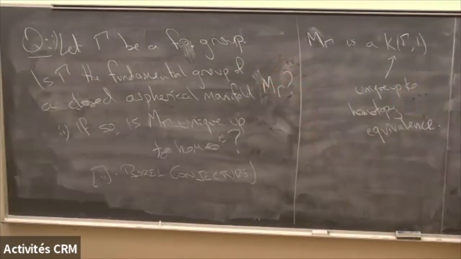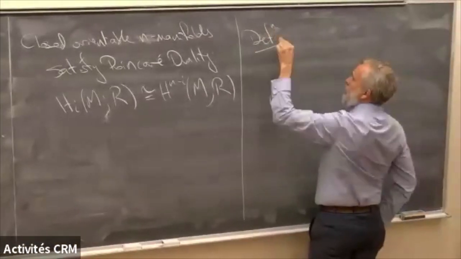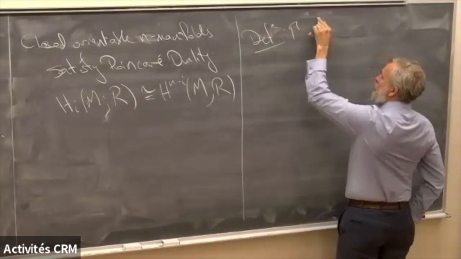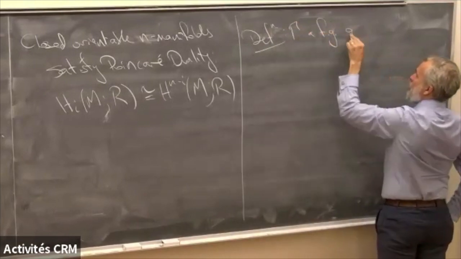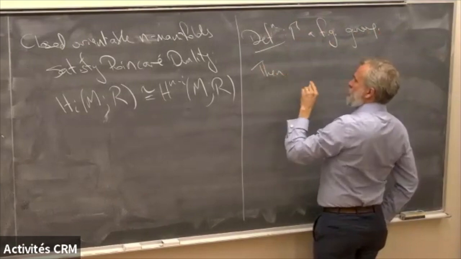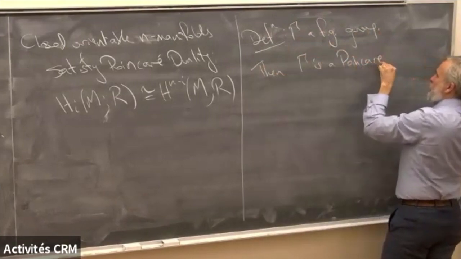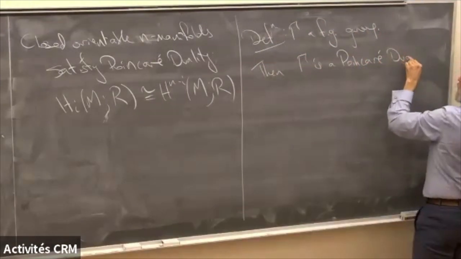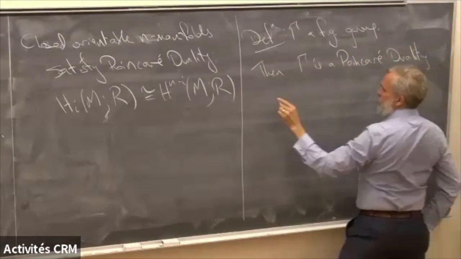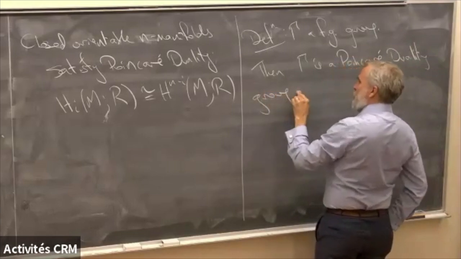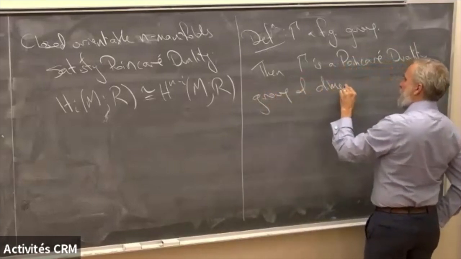And so that's what we'll particularly focus on in dimension 3. So let me give you a definition that is not going to look like this. Let Gamma be a finitely generated group. Then Gamma is a Poincaré duality group of dimension n.